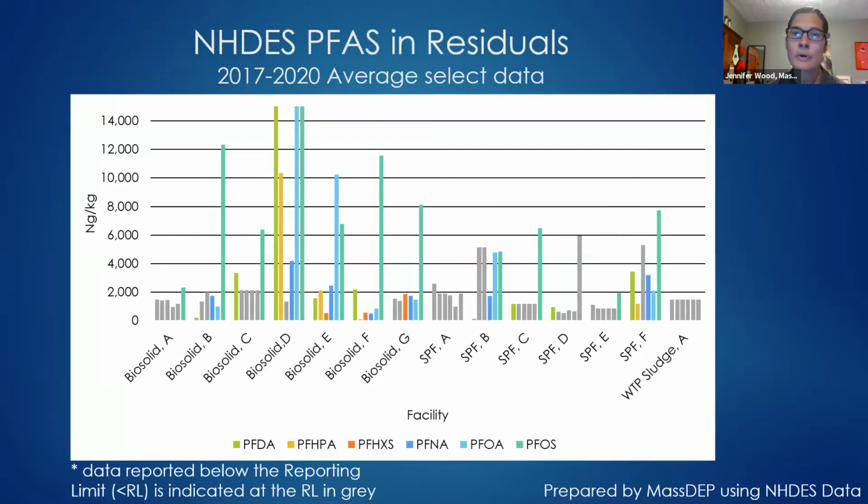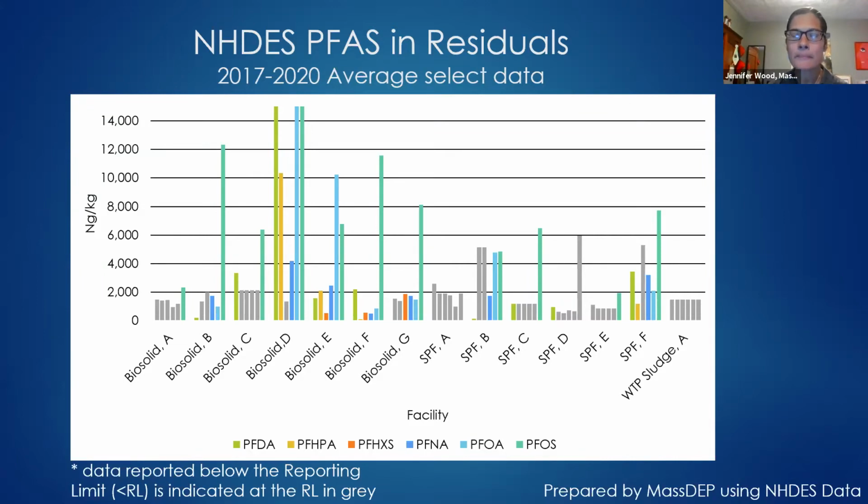This is a graph MassDEP put together, again, not done by New Hampshire DES, to look at a way to view the New Hampshire DES data. You have a range, right? I'm showing the 6 MCP PFAS compounds here. And you'll see a few gray bars. Those gray bars represent data at the reporting limit.